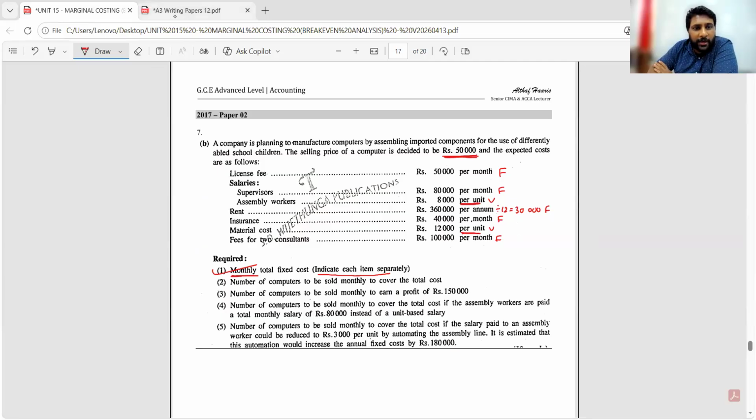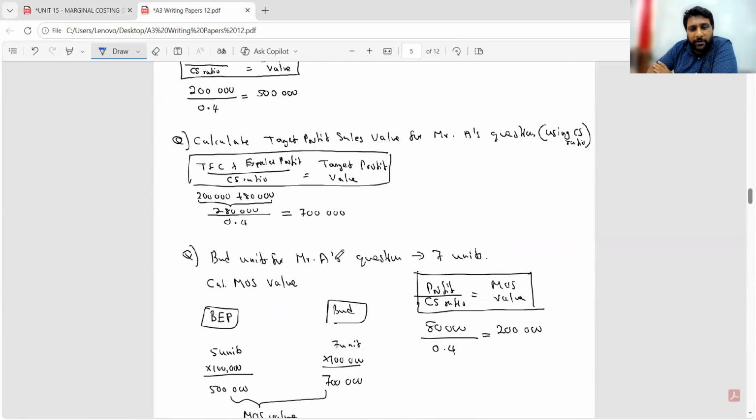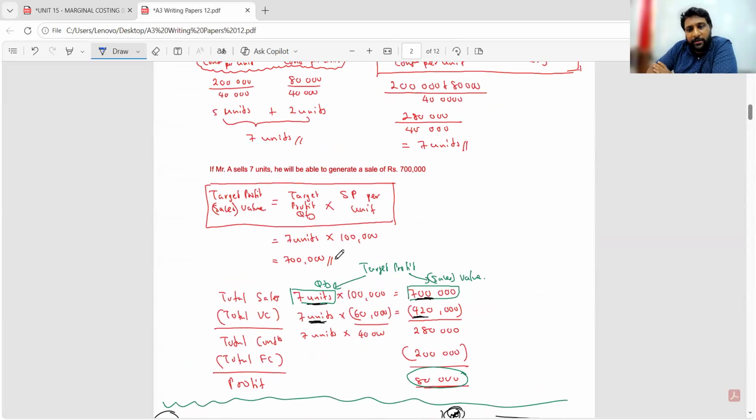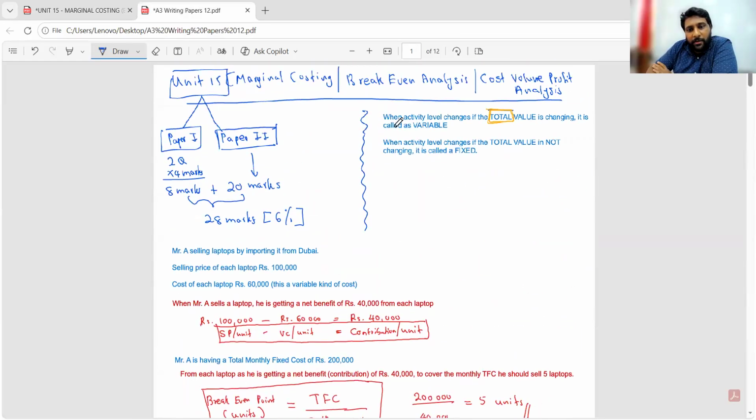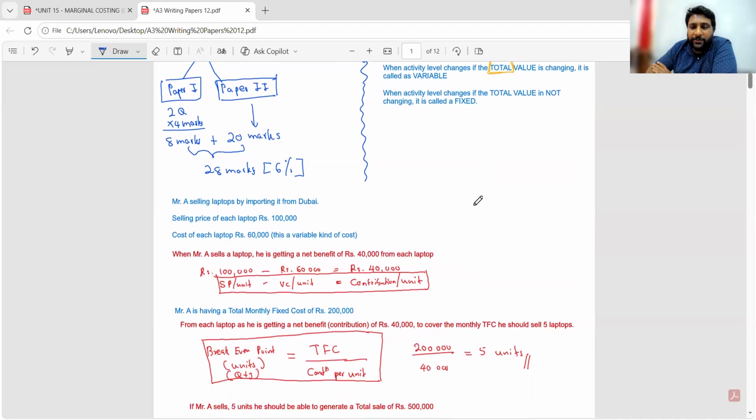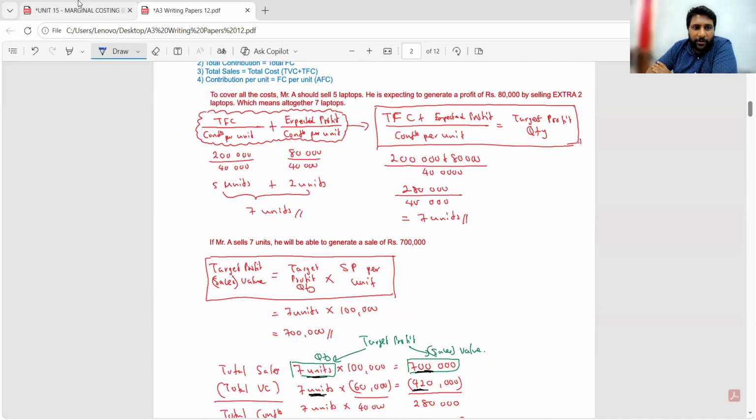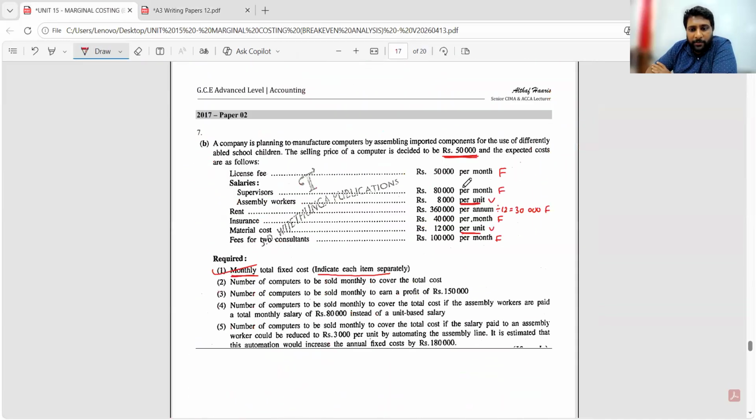This is how you can identify whether it is fixed or variable. That's the place where we started today. When the activity level changes, if the total value is changing, it is variable. If the total value is not changing, it is fixed. Now in this example, assembly worker per unit, no. So when he produced 2 units, 16,000. 3 units, 24,000. It is based on units. So it is a variable.